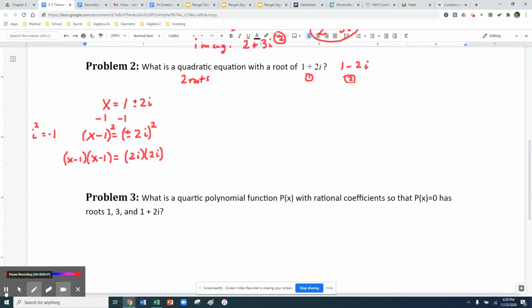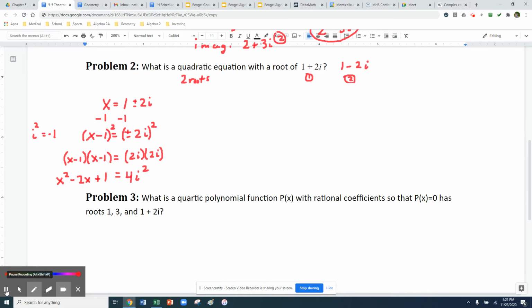Now on the left side, I'm going to have to use FOIL. On the right side, I'm going to do 2 times 2, which is 4, and then i times i, which is i squared. So on the left side, I FOILed out x minus 1 times x minus 1. I'm going to get x squared minus 2x plus 1. And on the right side, I have 2i times 2i, which is 4i squared. So you can see on the left side, I'm starting to form that polynomial.